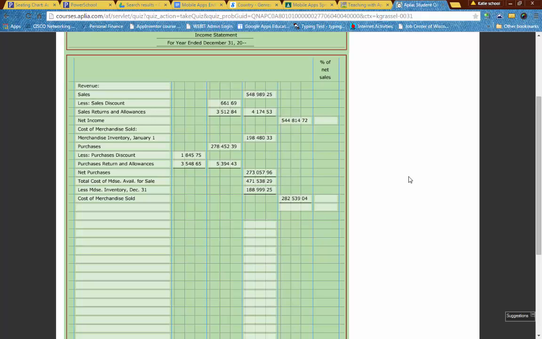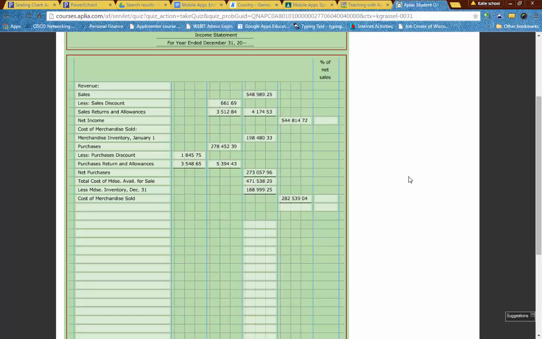$282,539.04. Now notice, this number magically appears under sales. Would you agree? So I have on the top my total sales, my net sales. This is the cost of my product. So remember what I told you, I'm selling you the monitor? The monitor was $150. The $150 is this number. This right here is the cost of that monitor, that $100.